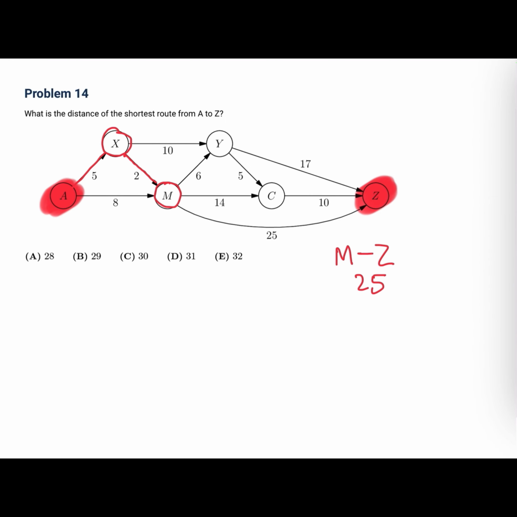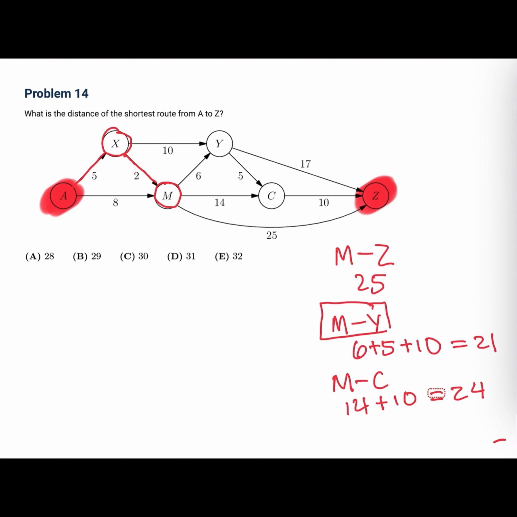If we take the path to Y, from M to Y, it'll be 6 steps, and from there we take Y to C, which is 5 steps, and then from C to Z, which is 10 steps. Going from M to C, we'll take 14 steps, and then another 10 steps to get to Z. 6 plus 5 plus 10 is 21. 14 plus 10 is equal to 24. So looking at our 3 options, it would seem that the shortest path is to go from M to Y in only 21 steps.